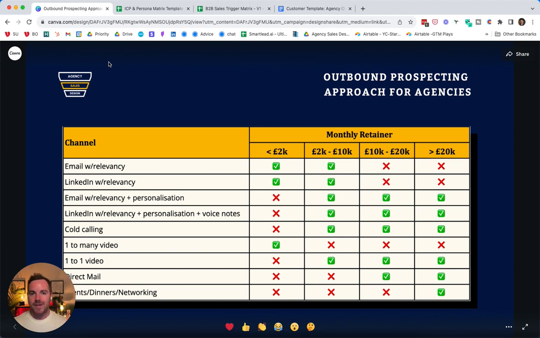Now, it doesn't mean that cold calling doesn't work or direct mail doesn't work. I'm just trying to share that if the deal size is a certain size, so under 2K, it's quite hard to find the budget to afford some of these more costly channels as well. You'll also notice that one-to-many videos can be used effectively with less than 2K a month retainer sizes. The key here is to focus on the triggers and signals in the market that will increase that relevancy.